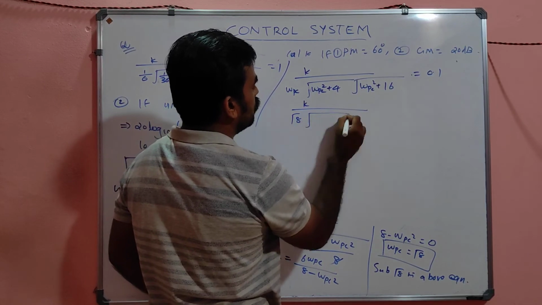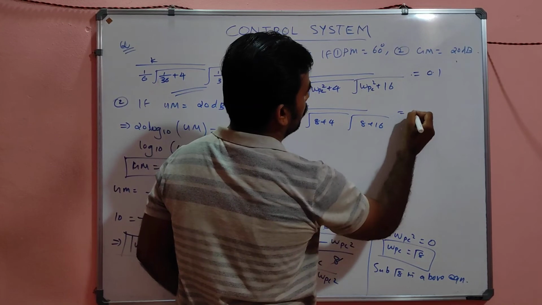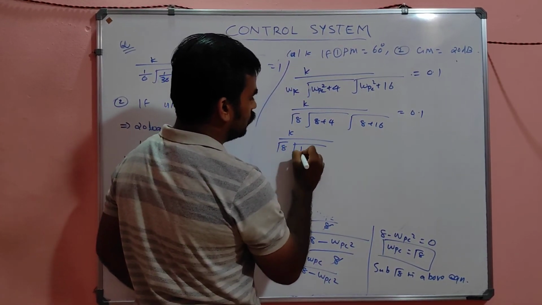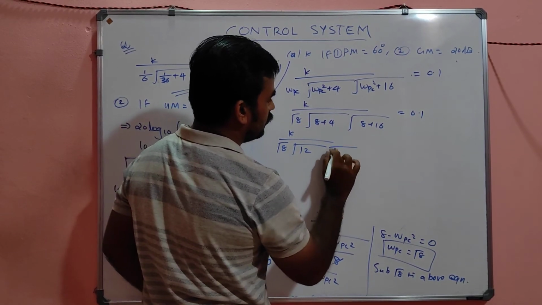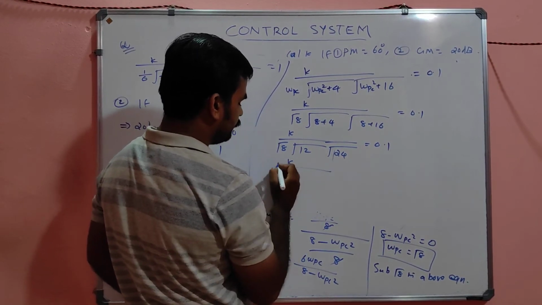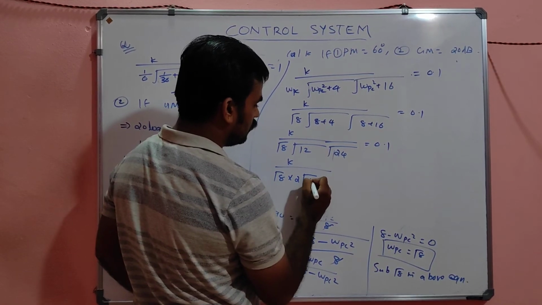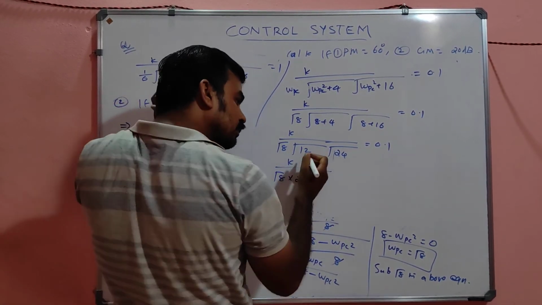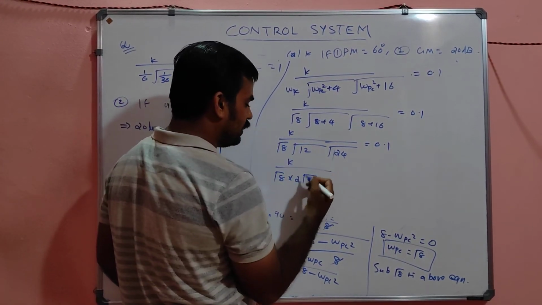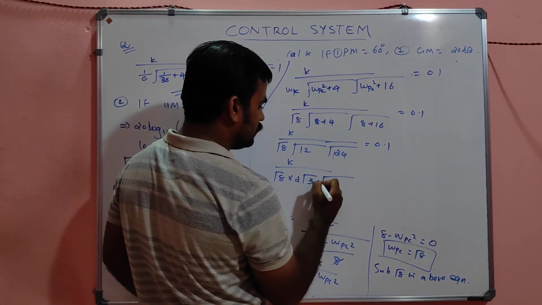Root 8 into root 8 means 8 plus 4 into 8 plus 16 equal to 0.1. Or K divided by root 8, root 12, root 24, 0.1. K divided by root 8, 2 root 3. This 12 can be adjusted to 2 root 3 now. 4 into 3 now, 2 come outside. 2 into 3 now, so it will be 6 into 4 now again. 2 come outside, so it will be one more 2.